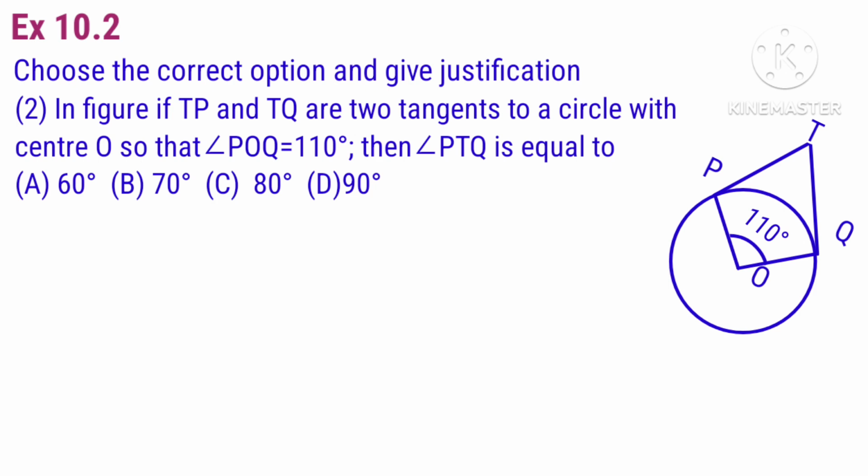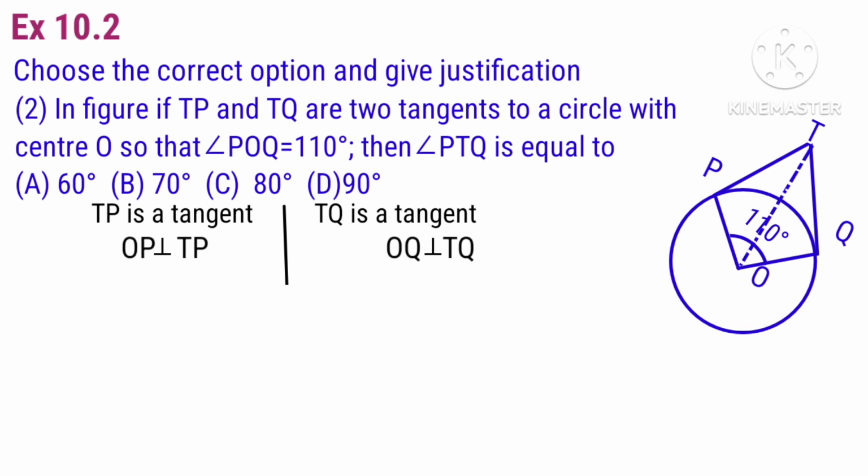In figure, if TP and TQ are two tangents to the circle with center O, so that angle POQ is equal to 110 degree, then angle PTQ is equal to A 60 degree, B 70 degree, C 80 degree and D 90 degree. So here in the circle we have two tangents, TP and TQ, and angle POQ is 110 degree. TP is a tangent, so OP is perpendicular to TP. TQ is also a tangent, so OQ is perpendicular to TQ.